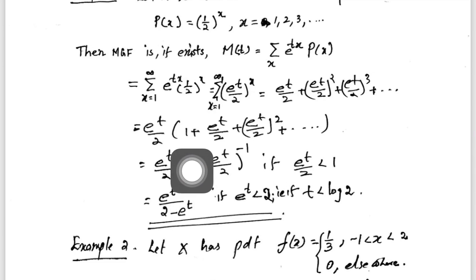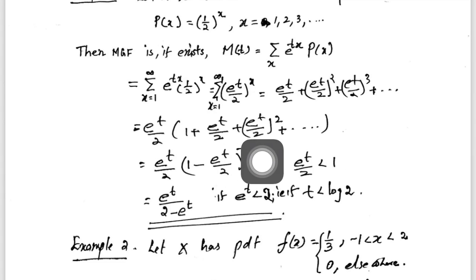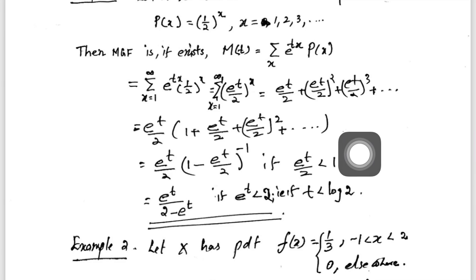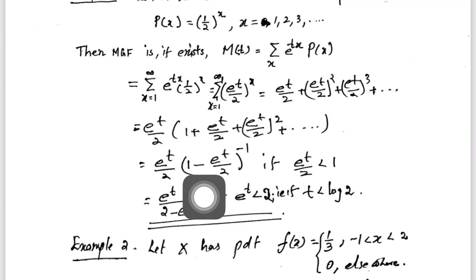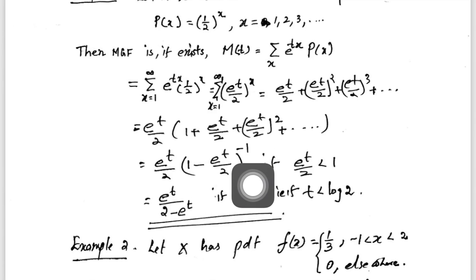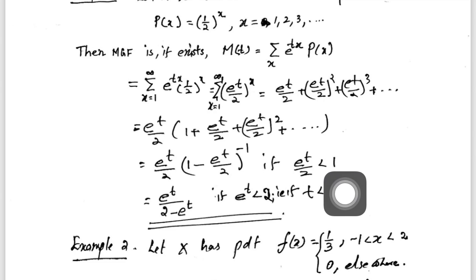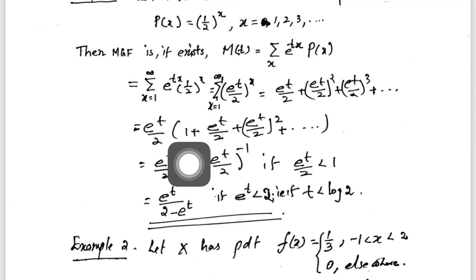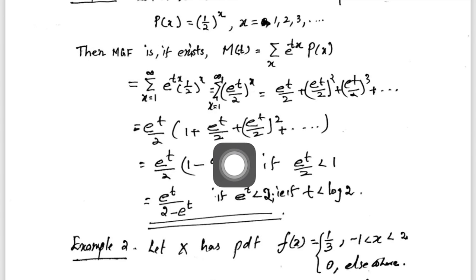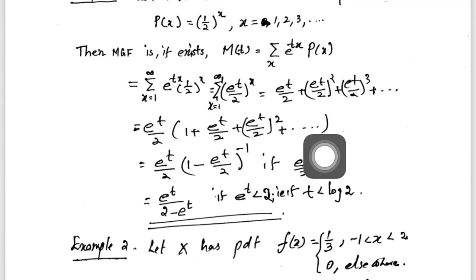So the quantity inside the bracket is in the form of 1 plus y plus y square plus y cube plus etc., whose sum is 1 minus e to the power of t by 2, to the power of minus 1, provided that e to the power of t by 2 is less than 1. Okay, that is the condition for convergence of the series 1 plus e to the power of t by 2 plus e to the power of t by 2 to the power of 2 plus etc.